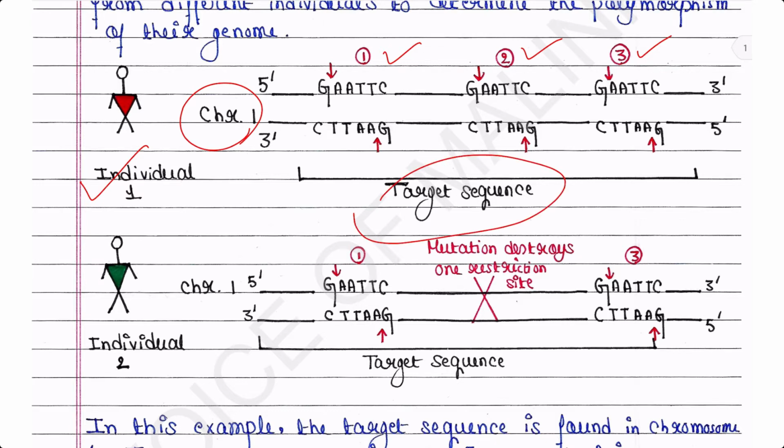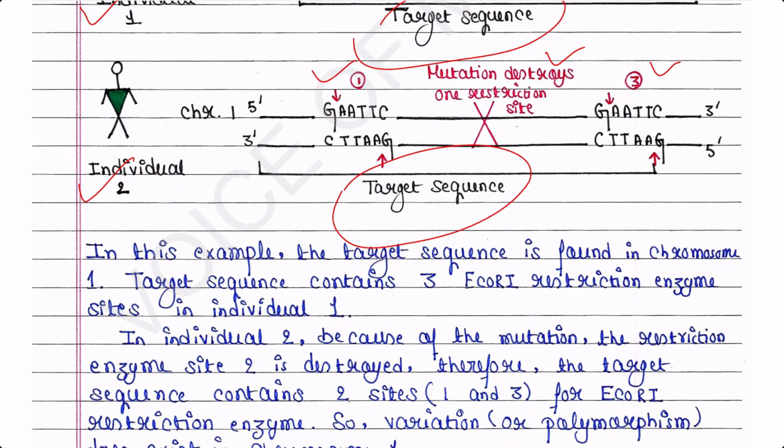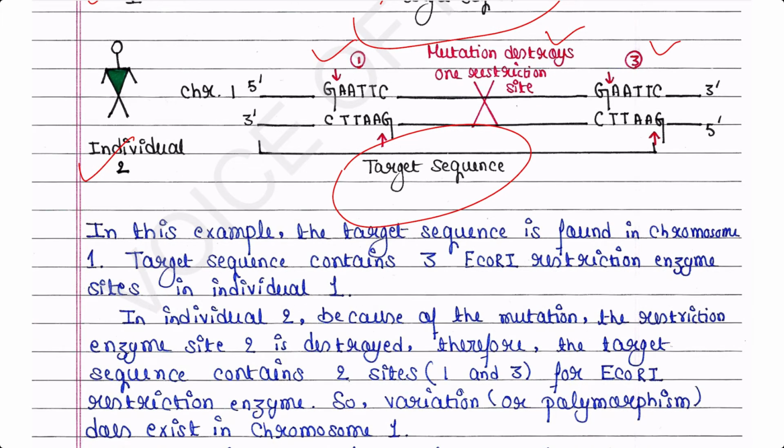And we can see that in individual 2, only 2 EcoR1 sites are present, 1 and 3, in this target sequence. Restriction enzyme site 2 is absent here because of a mutation. So a mutation destroys one restriction site in this case. Therefore, the target sequence contains 2 sites, 1 and 3, for the EcoR1 restriction enzyme.